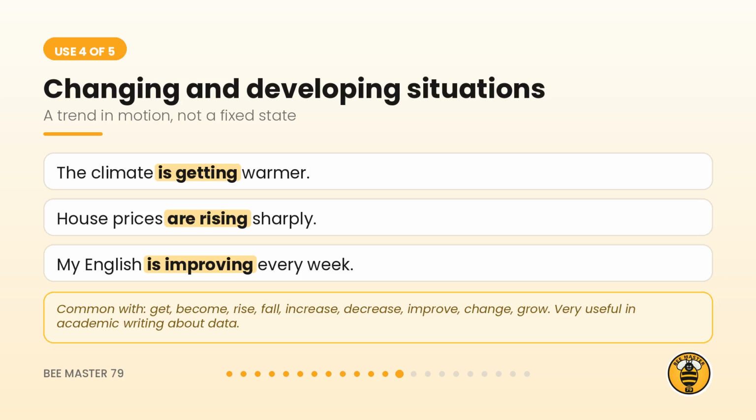Use number 4. Something is changing or developing over time. A trend in motion, rather than a fixed state. The climate is getting warmer. House prices are rising sharply. My English is improving every week. You will meet the same handful of verbs again and again here. Get, become, rise, fall, increase, decrease, improve, change, grow. If you write about charts or data, this use is worth a great deal to you.